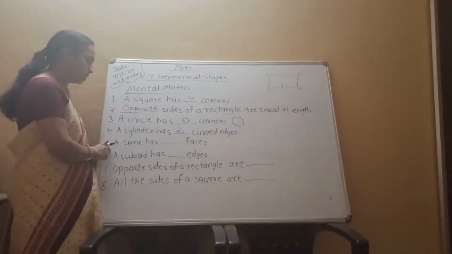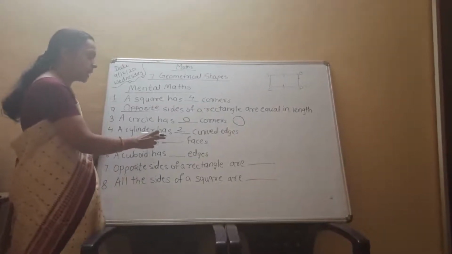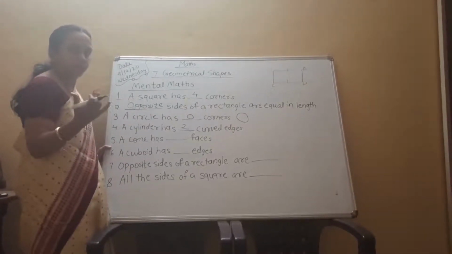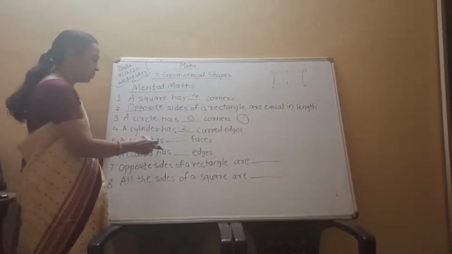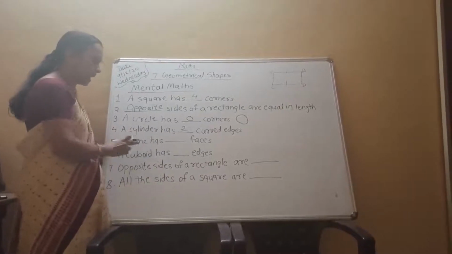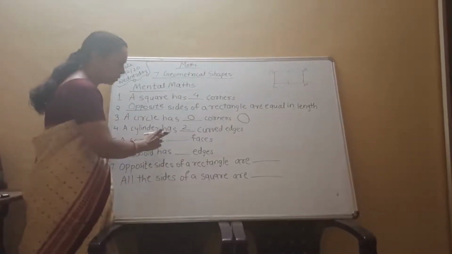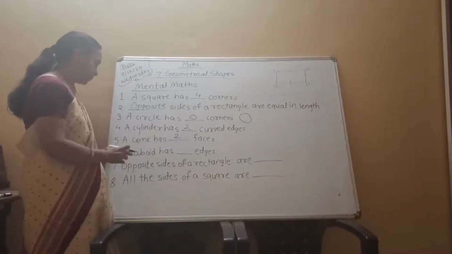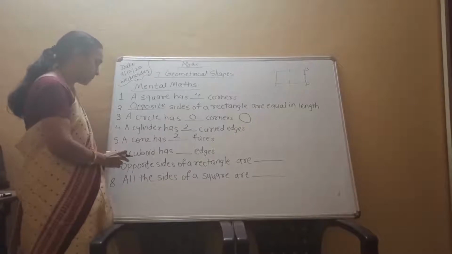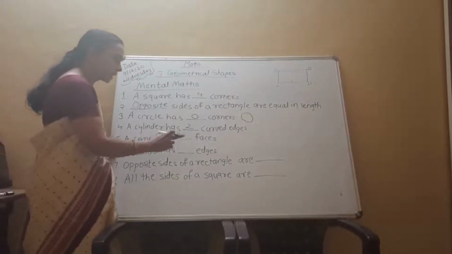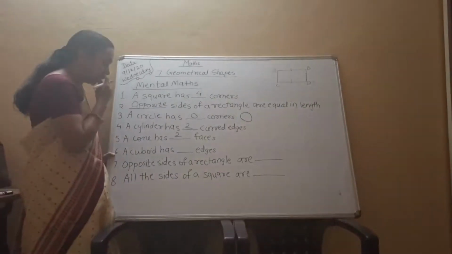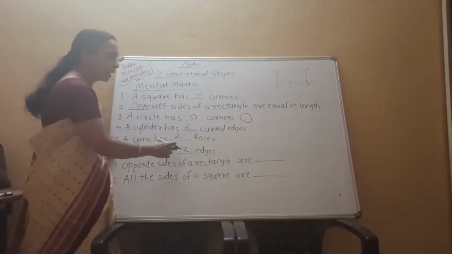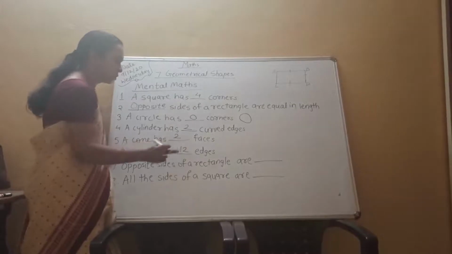Then fifth example, a cone has dash faces. Cone shape, that is our birthday cap, you know very well. So how many faces does a cone have? A cone has 2 faces. So you write down here answer 2. Then see our sixth example, a cuboid has dash edges. A cuboid has total 12 edges. So you write down here answer 12.